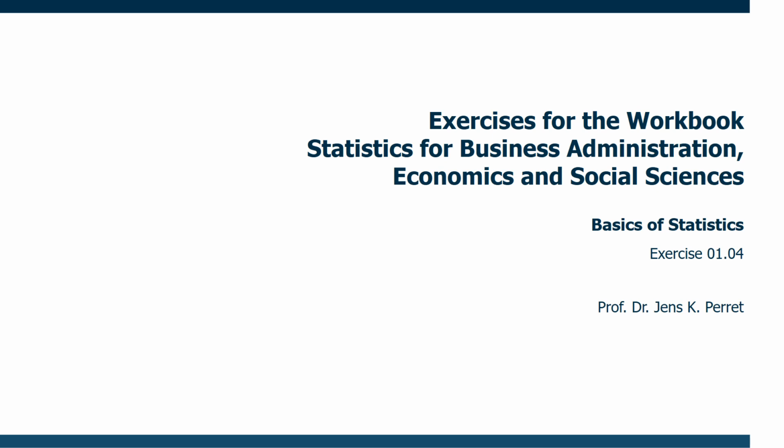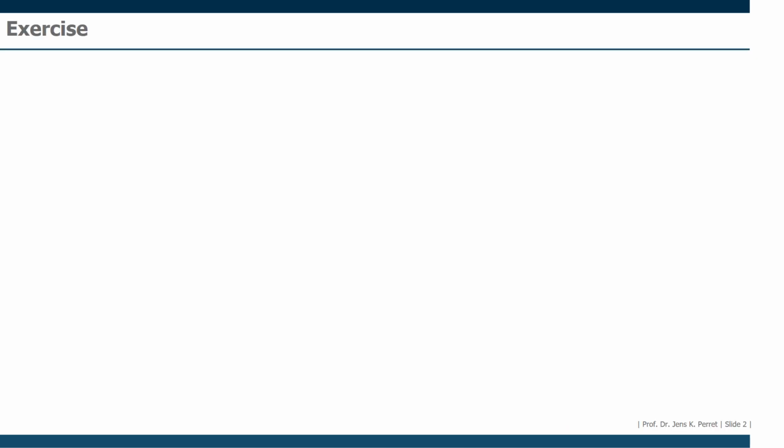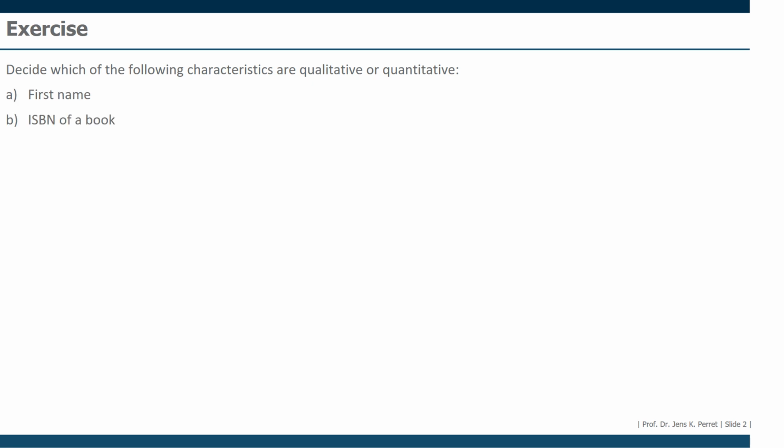This time talking about basic statistical terms and in particular, in this case, about qualitative versus quantitative variables. Let's have a look here at the exercise. Just decide for the following characteristics whether they are qualitative or quantitative. Now we have this list of 6 different variables.